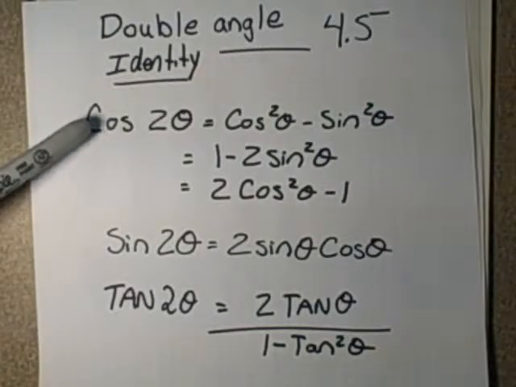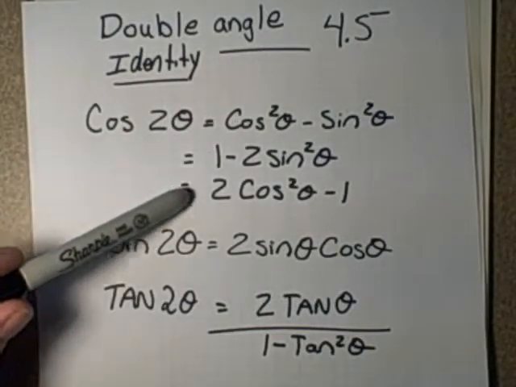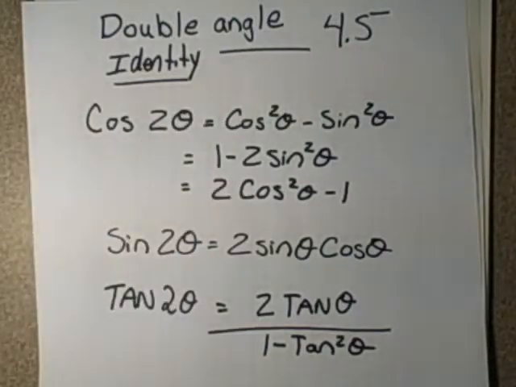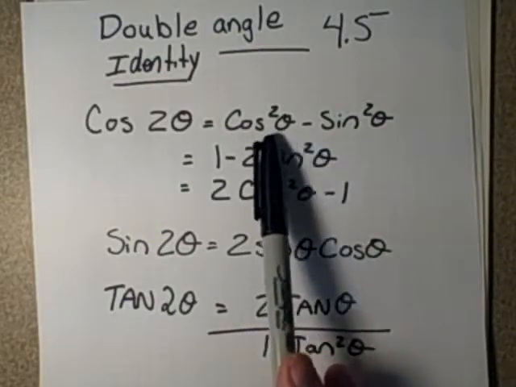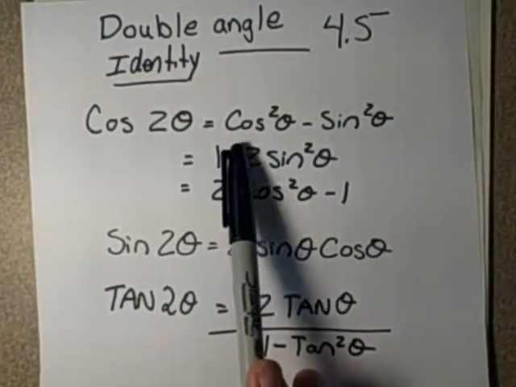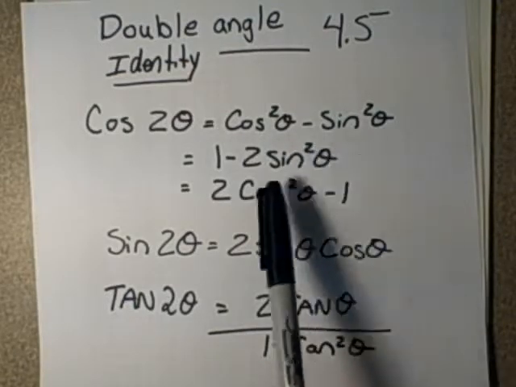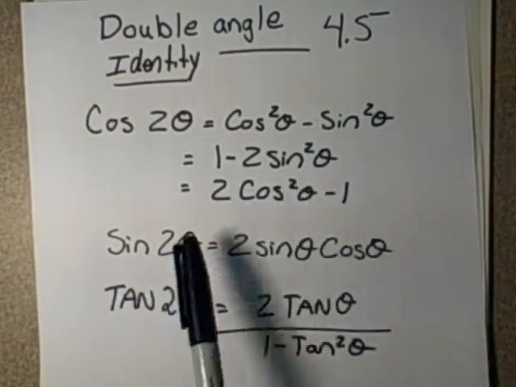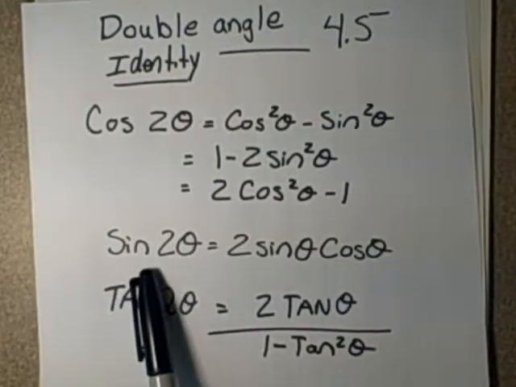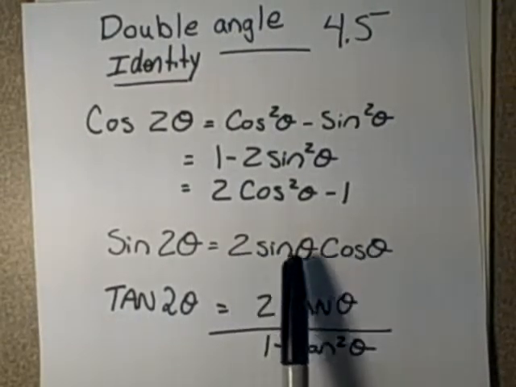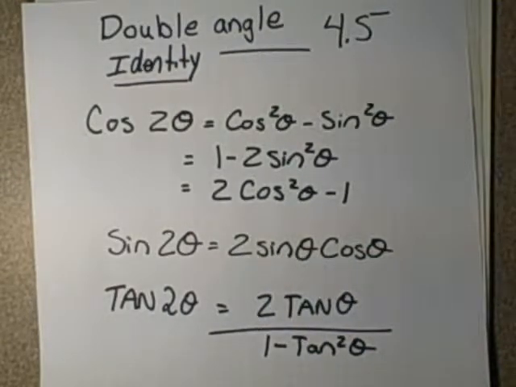Cosine 2 theta has 3 different variations of the formula, mainly because of the Pythagorean identity. Written in terms of theta, it is cos squared theta minus sine squared theta, or 1 minus 2 sine squared theta, or 2 cos squared theta minus 1. Sine 2 theta has one version, equal to 2 sine theta cos theta. And tangent has its own version, 2 tan theta over 1 minus tan squared theta.